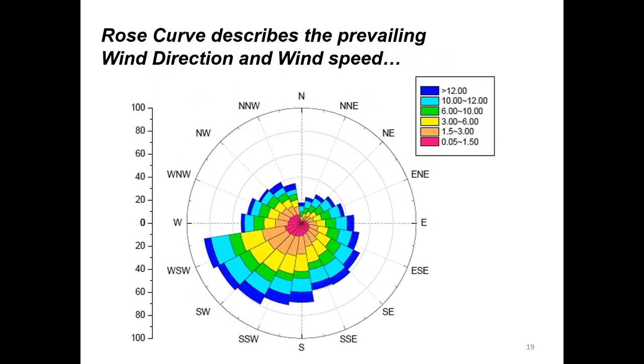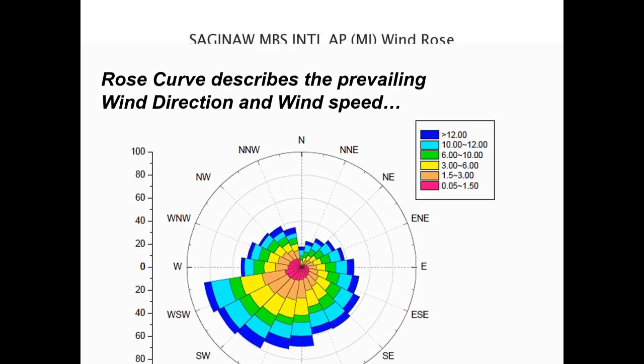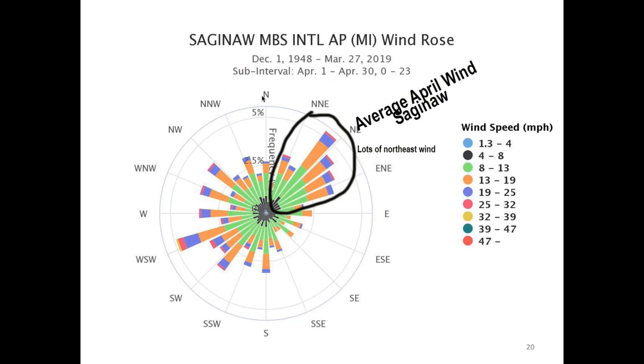All right. So wind direction and wind speed are described by a rose curve. So how do you read the rose? Let's take a look at this video.